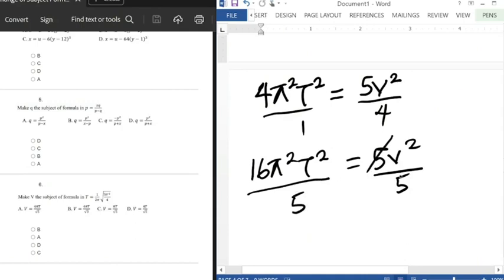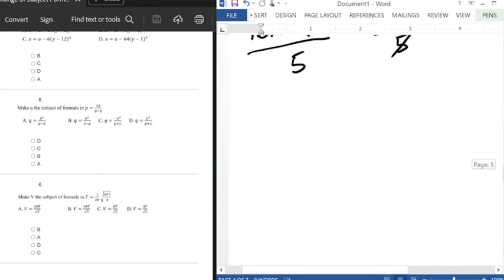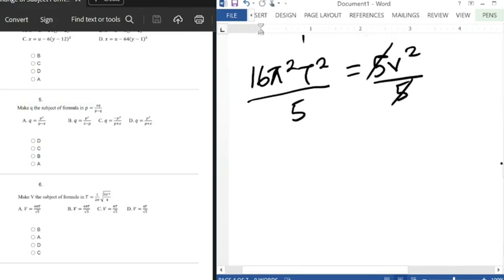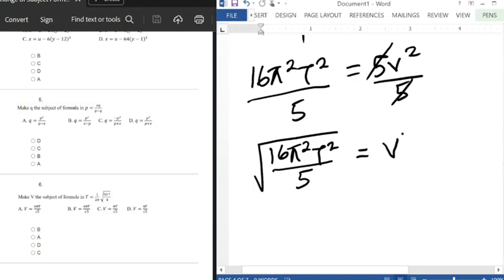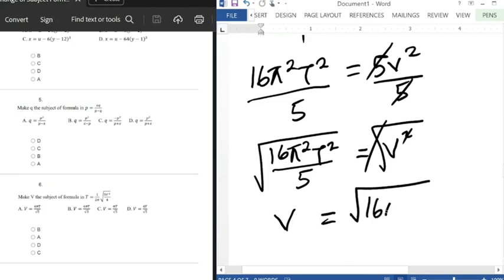So this cancels this. It is v we are looking for, so we find the square root of both sides. That means we're going to have the square root of 16 pi squared t squared all over 5. So we have v squared then square root, so this cancels this, and we then have v. So we can have square root 16 pi squared t squared all over square root 5.